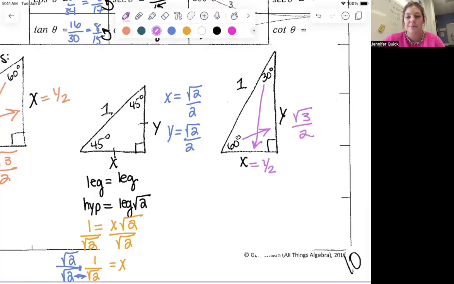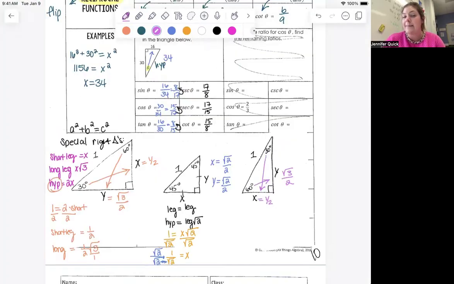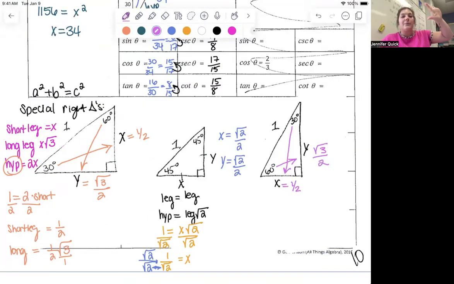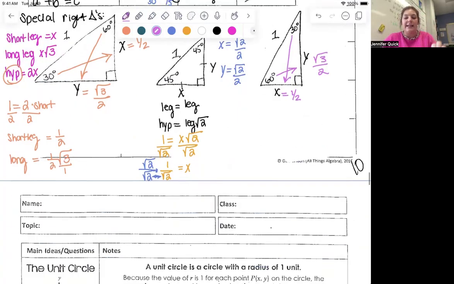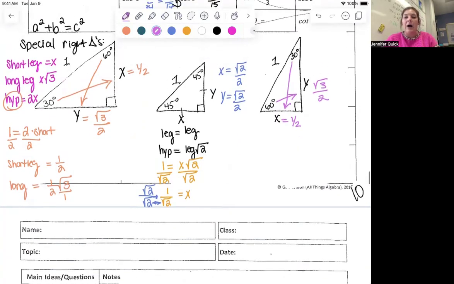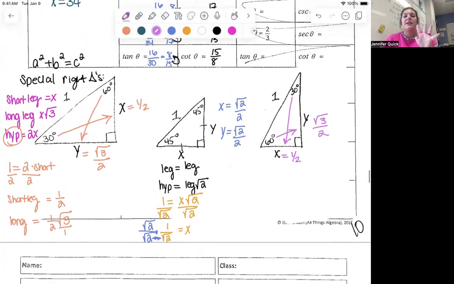Okay, so I'm going to pause the video right here because we're probably maxed at like 20, 25 minutes. And you are going to catch up in the next video to introduce how all of these triangles are incorporated within the unit circle. Okay, so I'll see you in the next video real quick.